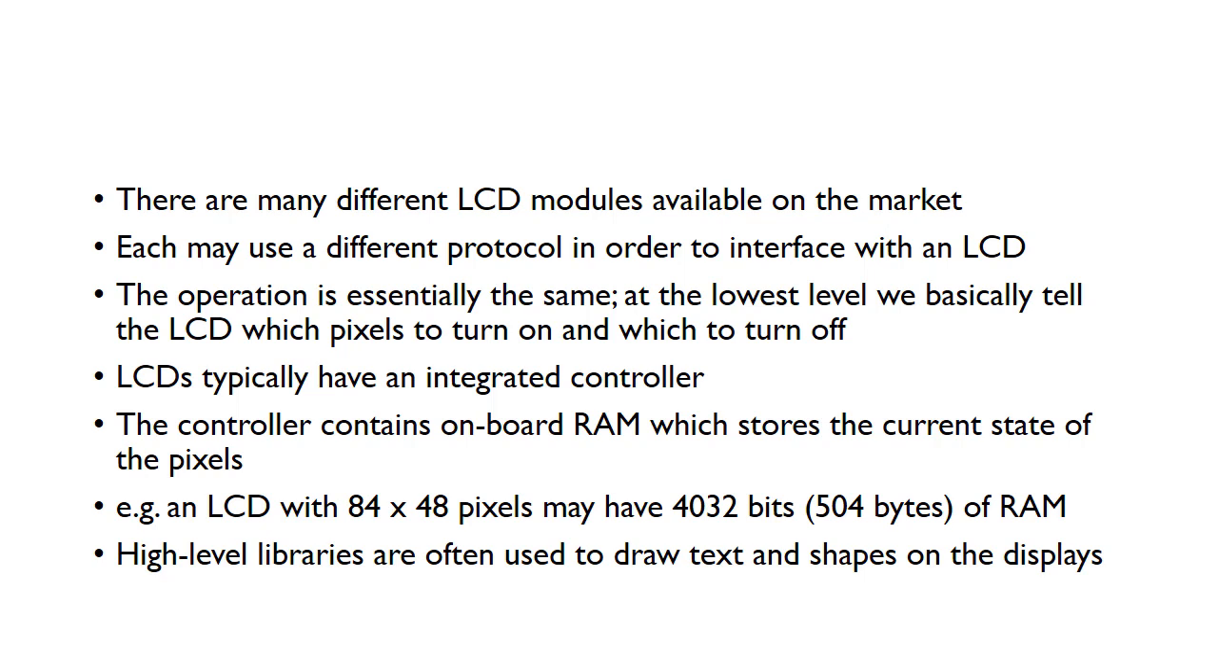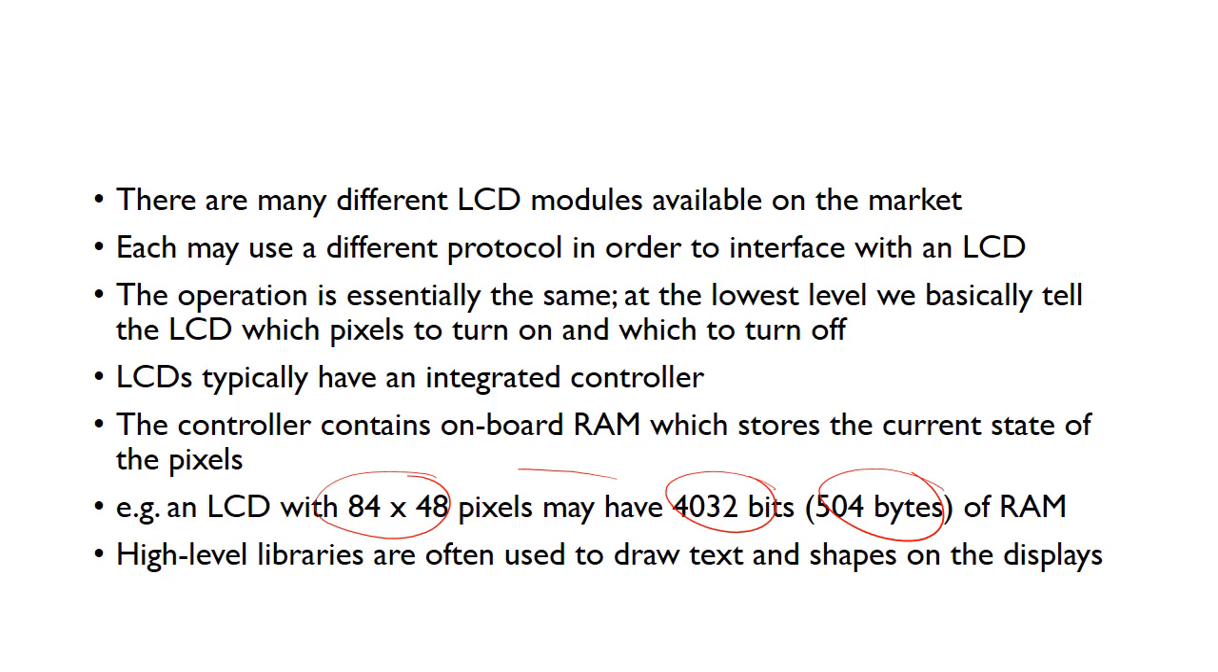As well as having the liquid crystal display, the display modules typically have an integrated controller as well. The controller contains some onboard RAM which stores the current state of the pixels. For example, an LCD with 84 by 48 pixels may have 504 bytes of RAM. If we multiply this by 8, it gives us a number of bits, and each bit will represent 1 pixel, because in fact 84 times 48 gives you this value. So each bit in that RAM controls 1 individual pixel.